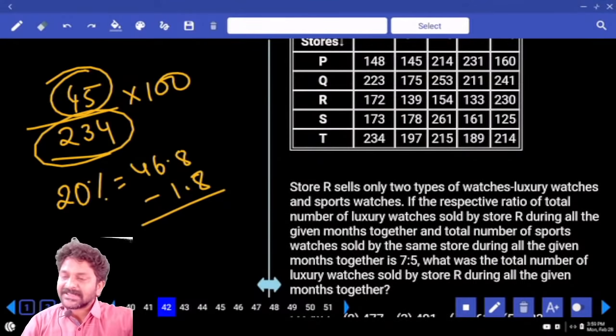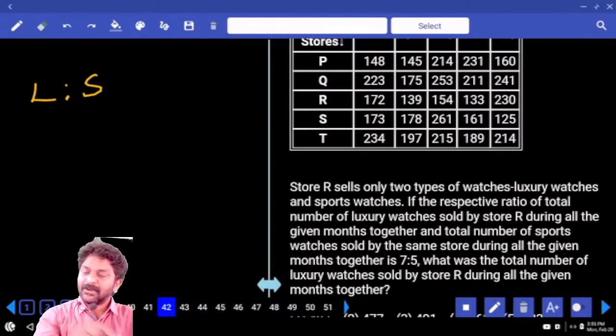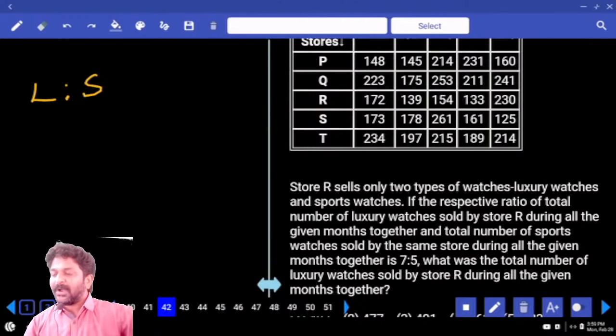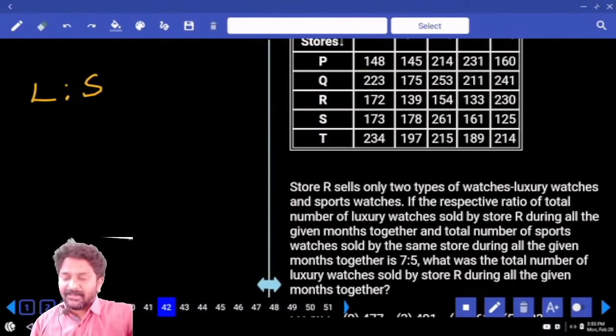Store R sells only two types of watches, luxury watches and sports watches. If the ratio of the total number of luxury watches sold by store R during all the given months together to the sports watches sold by the same store during all the given months, luxury to sports, is 7:5, what was the total number of luxury watches sold by store R during the given months?